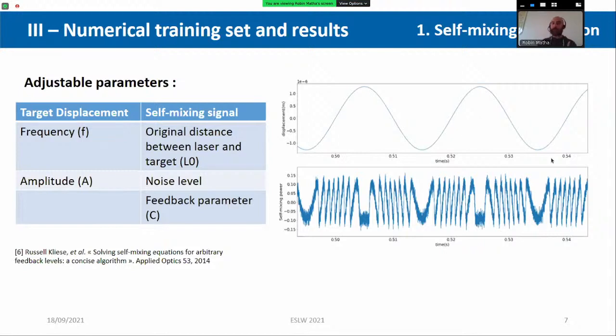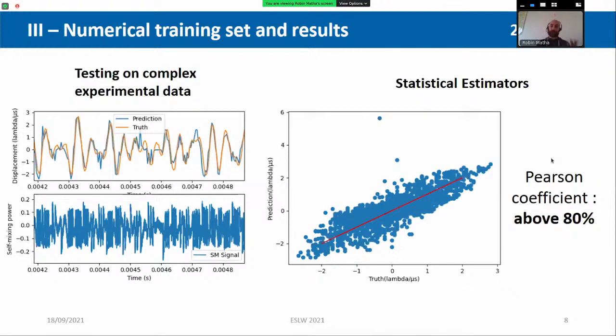After building such a training set, we tested it on an experimental self-mixing signal. You can see it on your left. On the bottom, you have the original self-mixing signal, and up top the displacement: the truth, so the real displacement, in orange, and the prediction by our network trained by simulated data in blue. To evaluate if the reconstruction was good or not, we use a statistical estimator like this graphic of correlation between the truth and the prediction. And finally, we also use the Pearson coefficient to evaluate the correlation between the prediction and the truth.